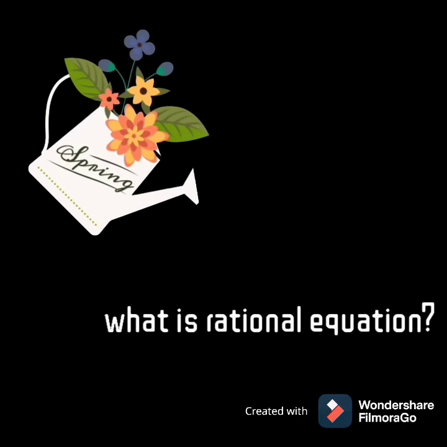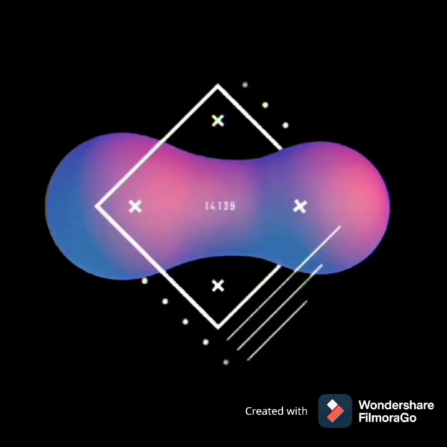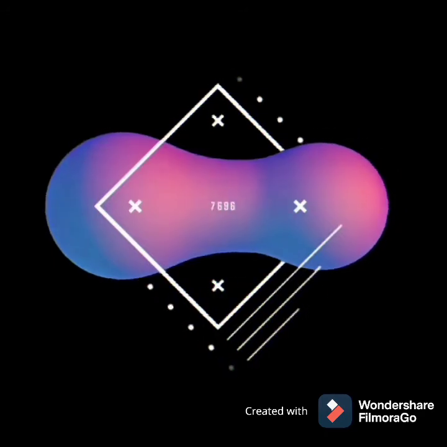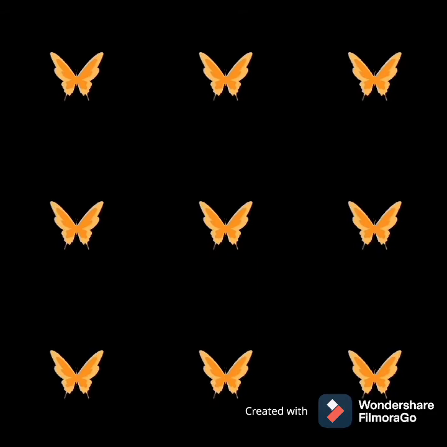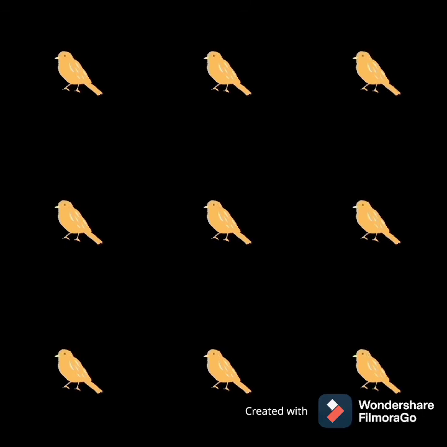What is a rational equation? A rational expression is an expression written in the form p over q, where q must not be equal to 0, because if q is equal to 0, that will give us an undefined expression. Now let us try this one. We're going to find the solution to the following rational equation. So we're going to find the value or values for x. There is a way to solve this equation. It is the cross multiplication.